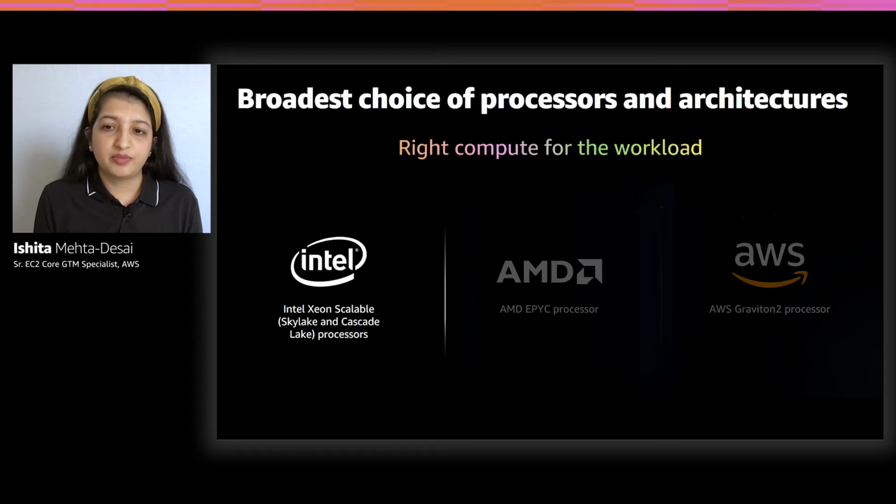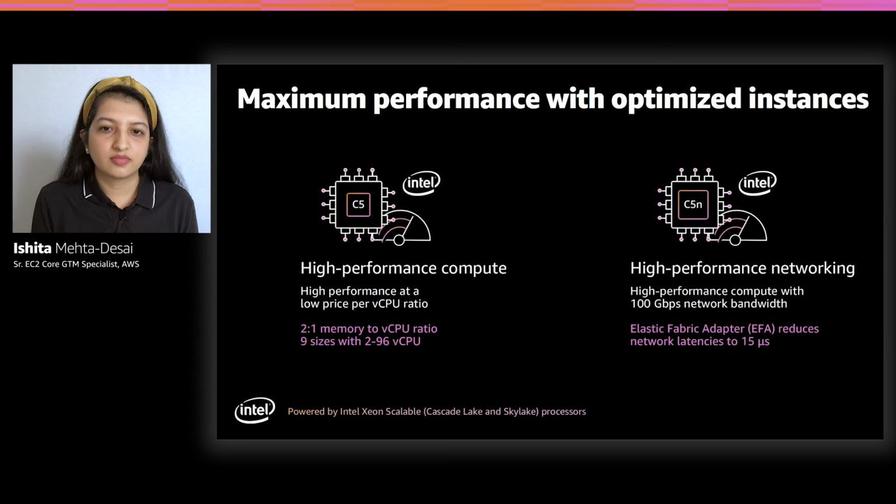AWS has built some incredible instance types on Intel, and there is a great deal of diversity in this space. So let's first dive deeper into some of the Intel-based instances. I'd like to spend the next few minutes diving into our Intel-based high-performance compute offerings.